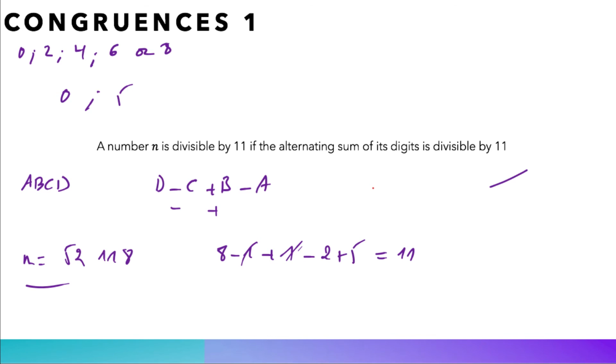Actually, they are very useful in divisibility because of their efficiency. So instead of dividing this number by 11, all we have to do is compute the alternating sum of its digits, which is way smaller than the number itself, hence the efficiency.